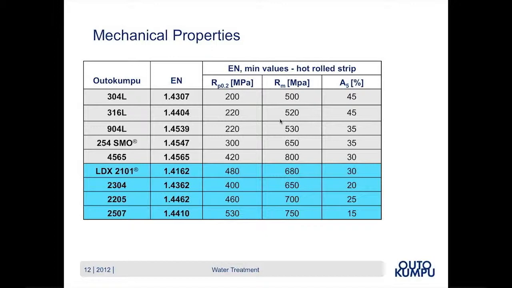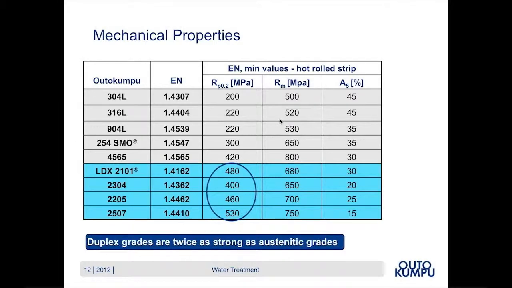Turning now to the mechanical properties, once again we've divided the table into the two key product groups of austenitic and duplex grades, and in the third column we show the yield strength of each alloy, and as you can see here, the duplex grades are typically twice as strong as the austenitic grades.